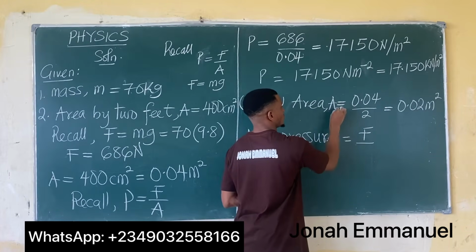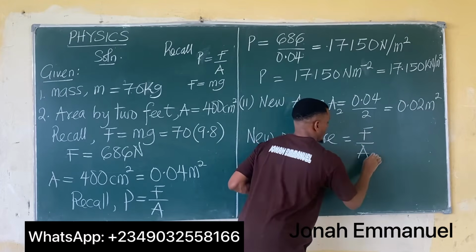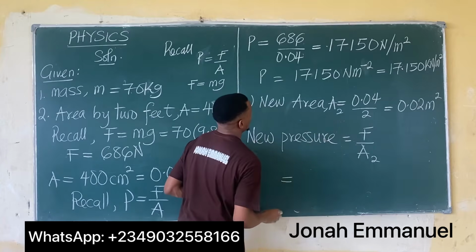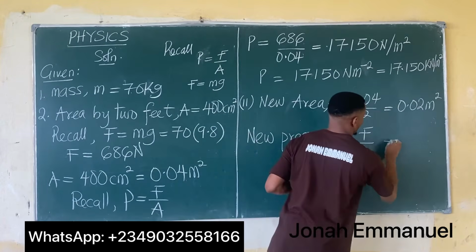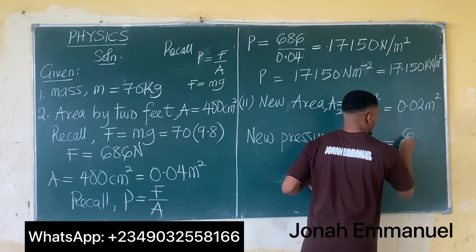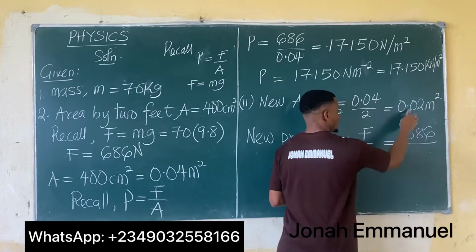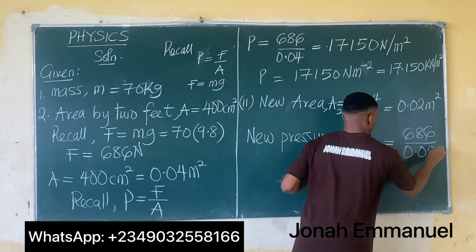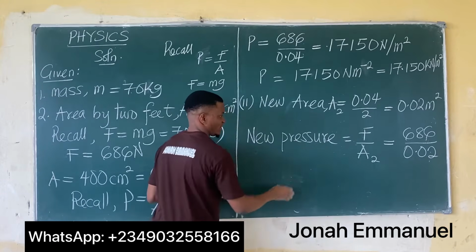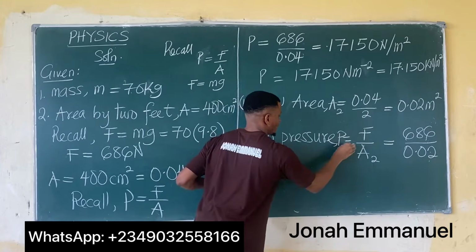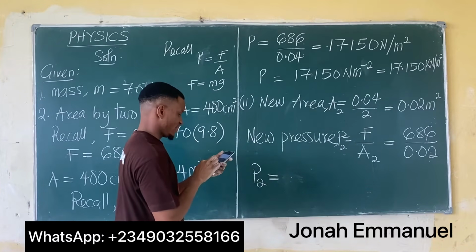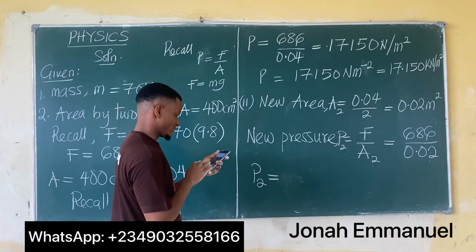Let's call this A2 if you have to. So all over A2. So the new pressure is equal to the new force. Let's write this there. So equal to the force. The force is 686 all over the new area, 0.02. Hence the new pressure. Let's call it P2. So we have that P2 is equal to 686 all over 0.02.